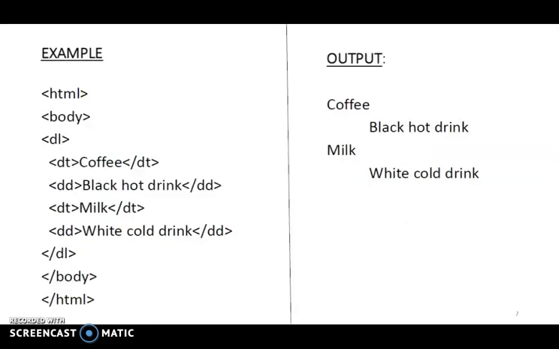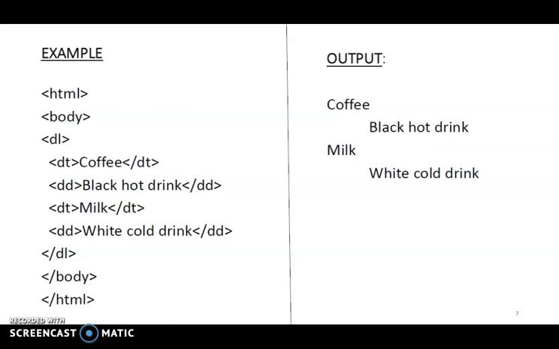Now you can see the example of the definition list. First, after the body tag you mention the DL. It means it is the starting of definition list. In that you have a DT. Now you can see what is the meaning of DT, that is your definition term. So definition term is what? Your coffee. In that you have a DD, that is definition description. So coffee having the black, hot and drink. Okay, then DD tag is closed.